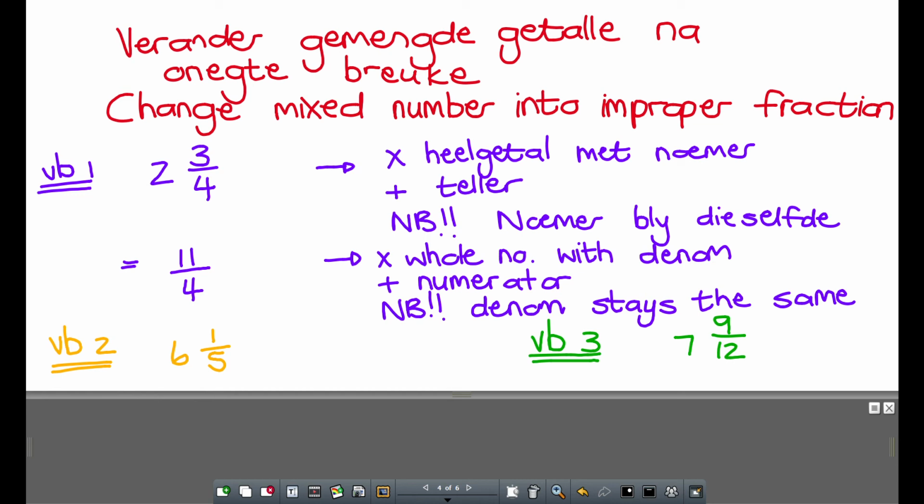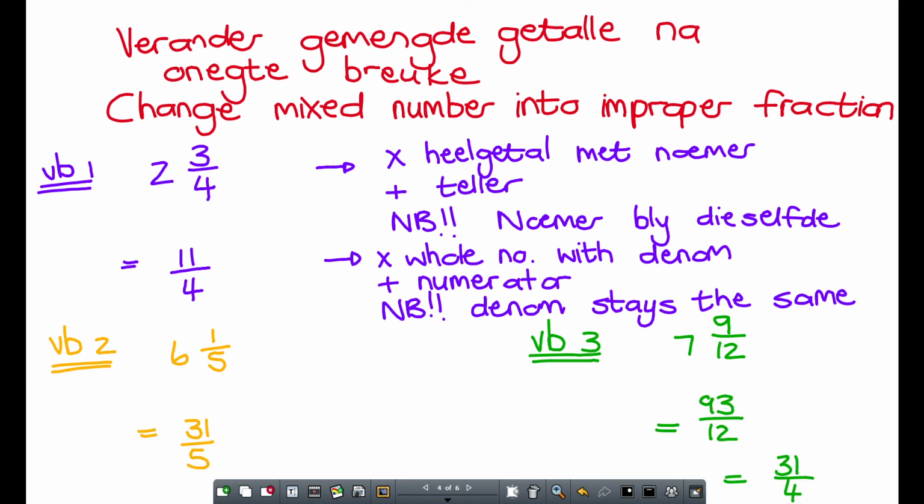Are you guys done? Right, so at example 2, 6 times the 5 is going to give me 30. So I first multiplied these two, and then add to that the 1, which gives me 31 over 5, the denominator still stays 5. Right, then over here, whole number 7 times 12 is going to give me 84, plus the 9 is going to give me 93 over 12.